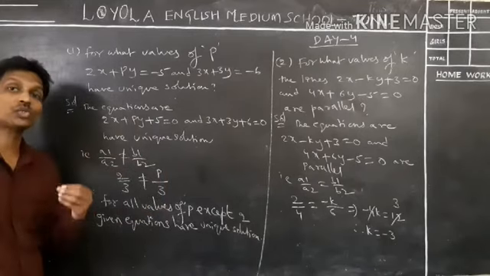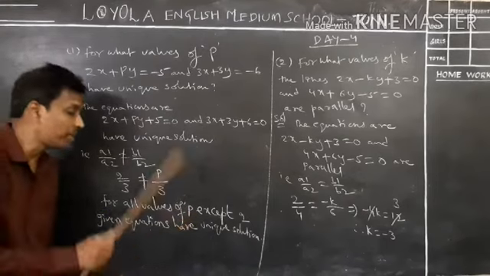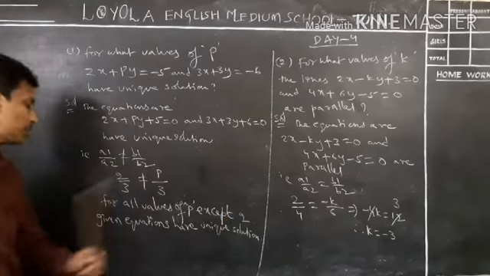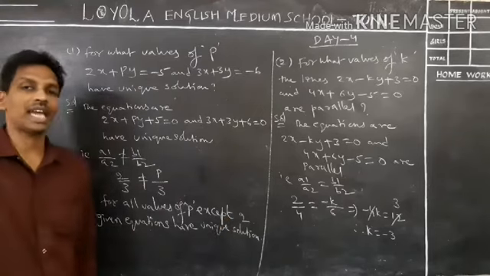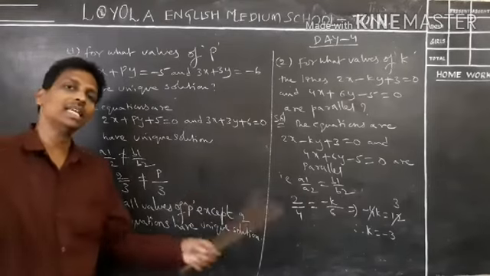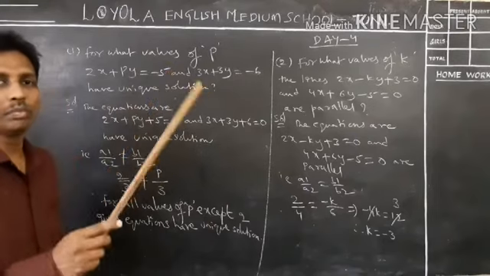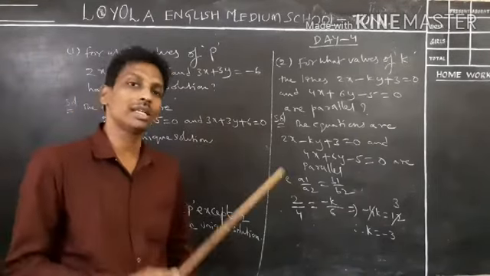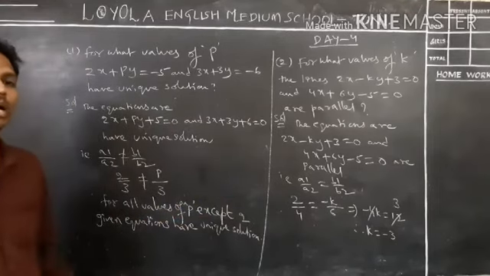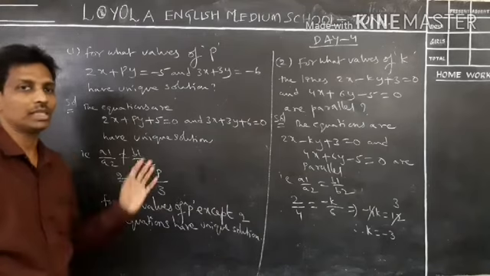So from this, what can we write about p? For all values of p except 2, the given equations have unique solutions. That means you may consider any real number, because a1, a2, b1, b2, c1, c2 are all real numbers. So except 2, if we consider any real number, for all real numbers this condition is possible. So that is the meaning.